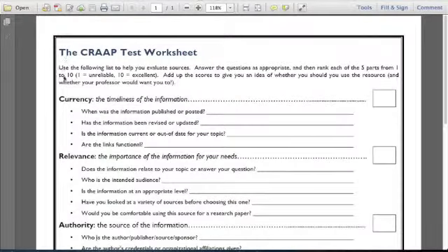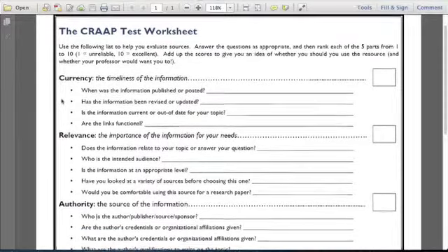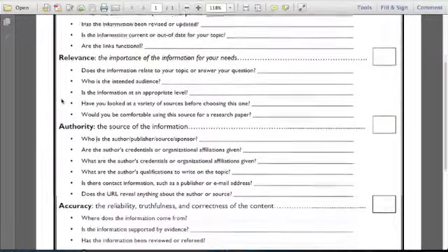for internet and books. When evaluating resources, use the acronym CRAAP. CRAAP stands for Currency, Relevance, Authority, Accuracy, and Purpose. You will be using the CRAAP test worksheet to evaluate each of your resources.